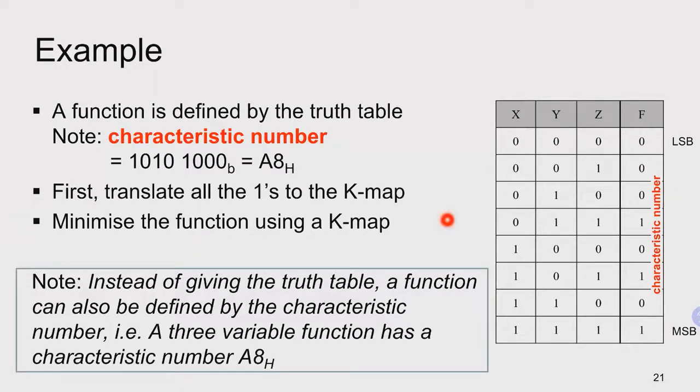You can list it as a binary or as a hexadecimal number. In terms of hexadecimal, we divide it into 4 bits and convert 4 bits at a time. So this is 8 and this is 10. 10 is A in hexadecimal. So we can list this as the characteristic number of the function.